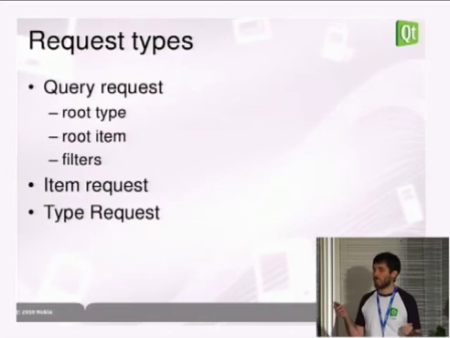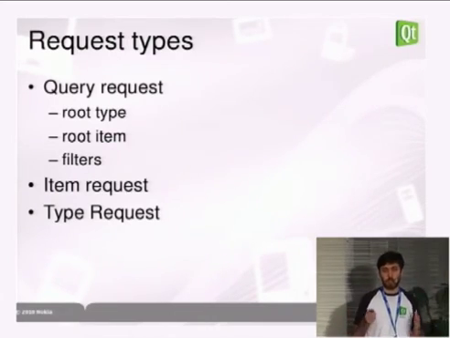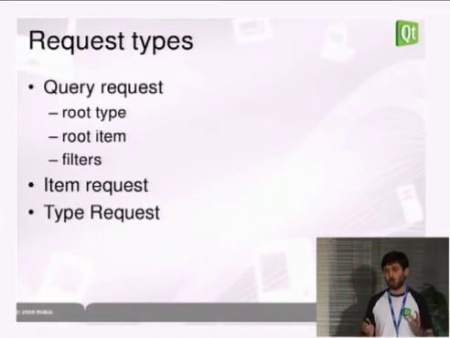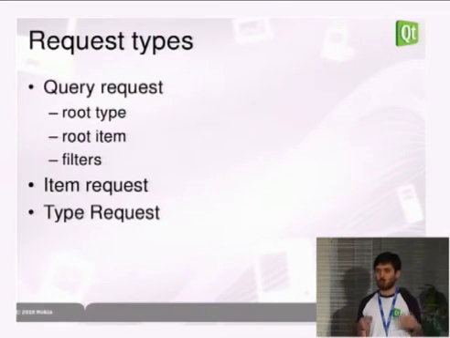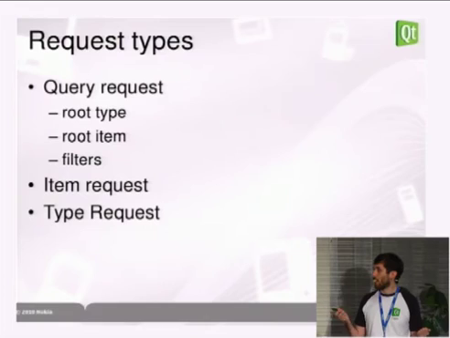And another one is the item request. You already have an item ID, but you would like to have some extra information, so you don't want to call the full query. And the third type is the type request, something like how many images I have on the device.